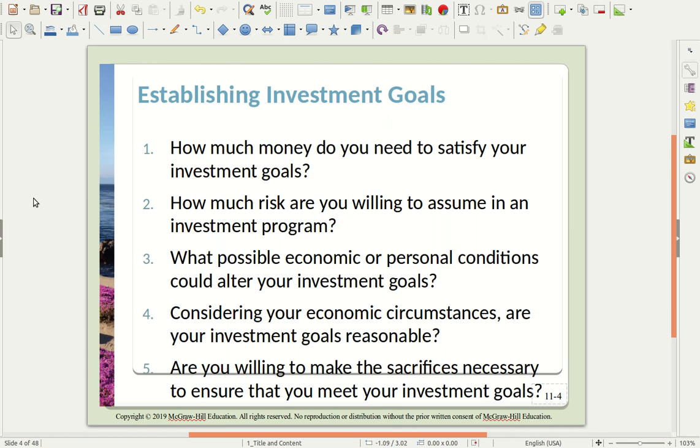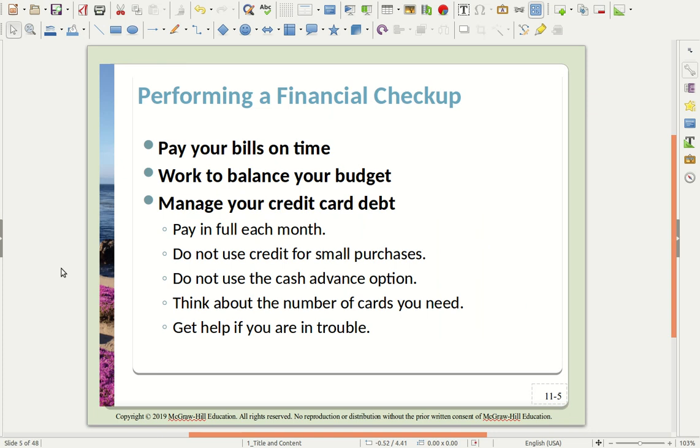As you're doing that, you want to think about how much money you're going to need to satisfy those goals. How much risk are you willing to take? Because with higher risk comes higher returns. Lower risk comes lower returns. What kind of economic conditions might you be running into that you need to plan for? Are you willing to make the sacrifices necessary to make sure that you achieve the goals that you want? Those are the things that you have to think about.